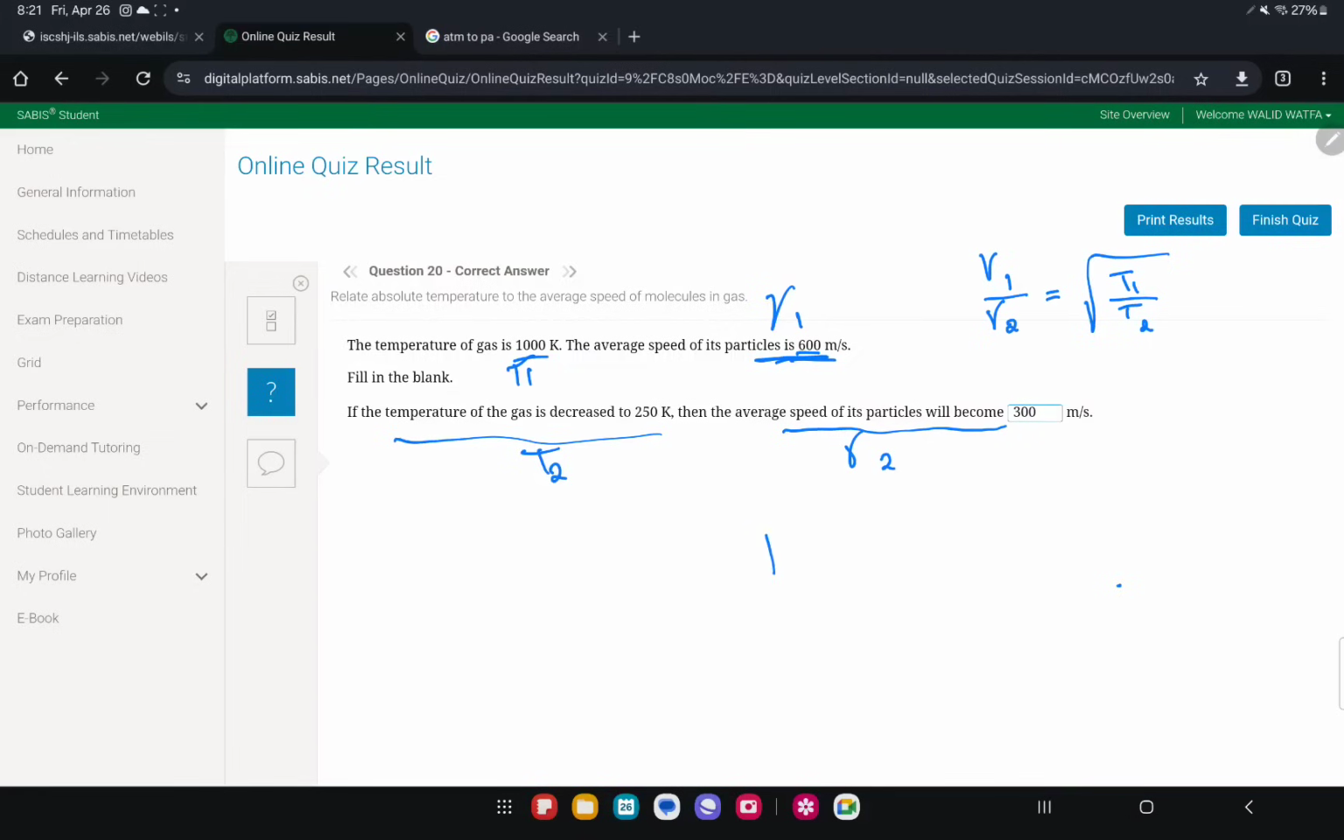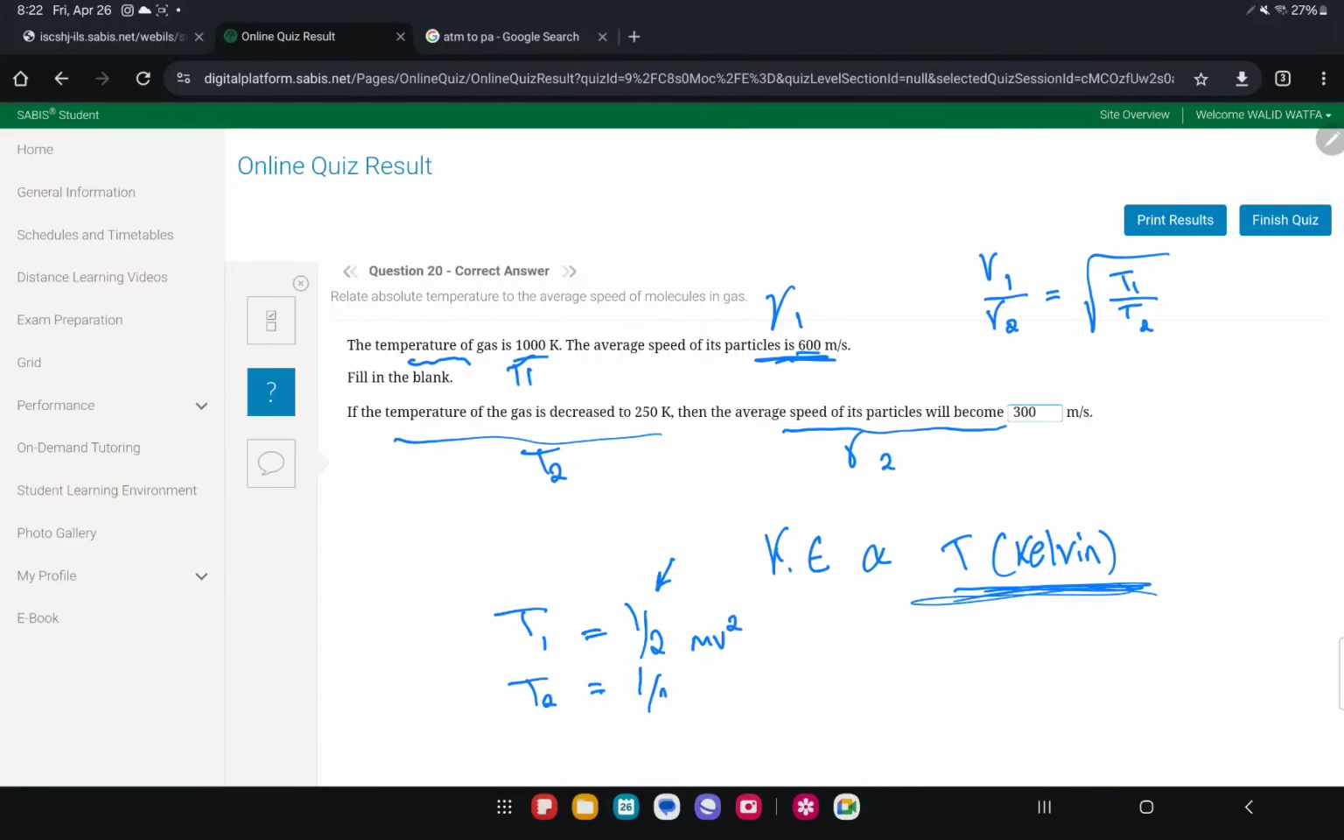Kinetic energy is related to the temperature in Kelvin. We know kinetic energy is equal to half mv squared. Some of you might not know this, it's fine, it's an old formula from grade 8 and 9. Since kinetic energy is related to temperature in Kelvin, instead of saying kinetic energy, I can just say temperature. So temperature in Kelvin equals half mv squared. T1 equals half mv squared, and T2 also equals half mv squared.